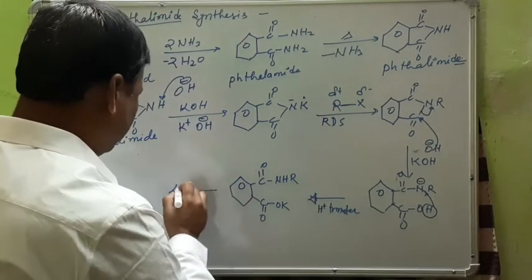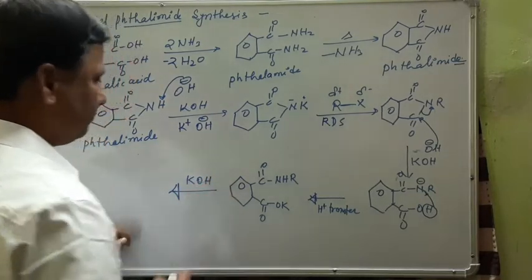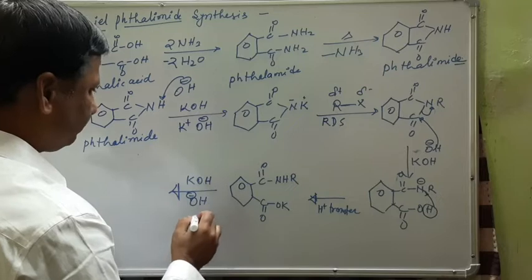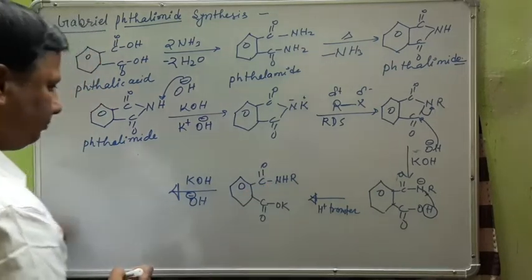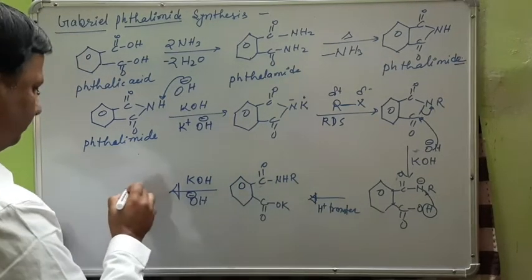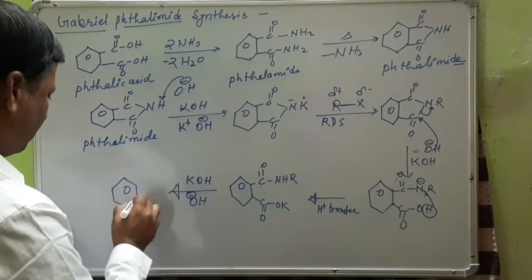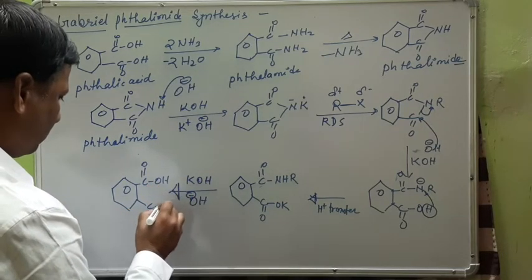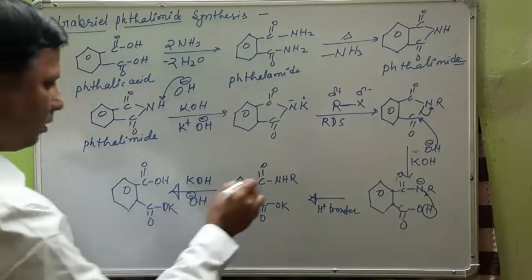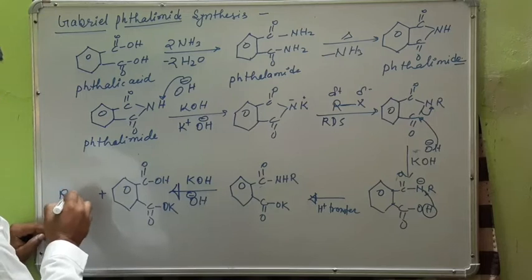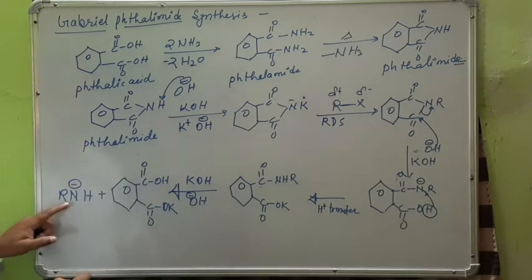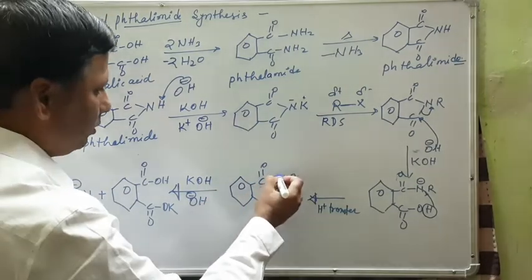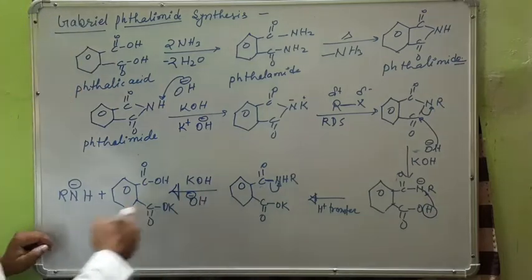In the next step, there will be reaction with KOH, one more molecule of base. This OH minus will attack at this position. This carbon, and RNH, and here will be negative charge because this bond will break this side. Both of these electrons will shift on this nitrogen, so it will be negatively charged here.